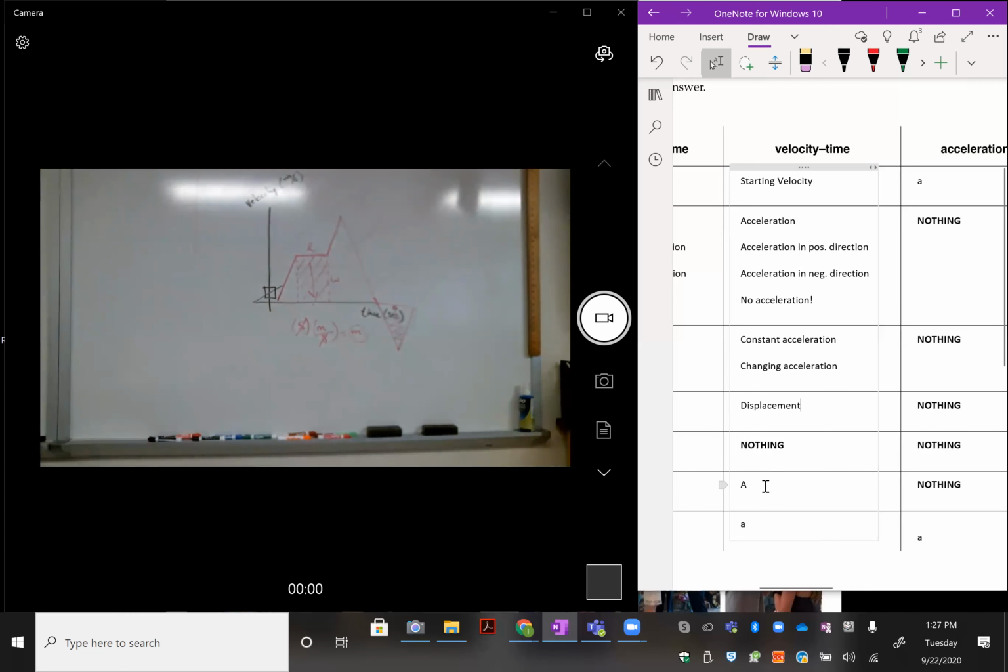We can skip the nothing one where it looks at where the curve coincides. And then we will add in the final two. And those: the object stops when the velocity crosses the x-axis. And lastly, it is a straight line for uniform acceleration.